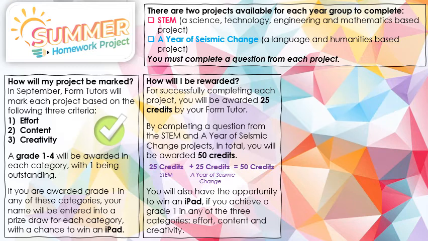So for completing each project, you will receive 25 credits from your form tutor. So 25 credits for the STEM project and 25 credits for completing a year of seismic change project. So in total, by completing these 2 projects, you will be eligible for 50 credits come September. That is equivalent to a bronze certificate.